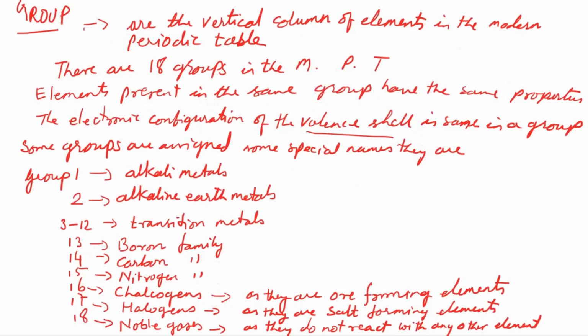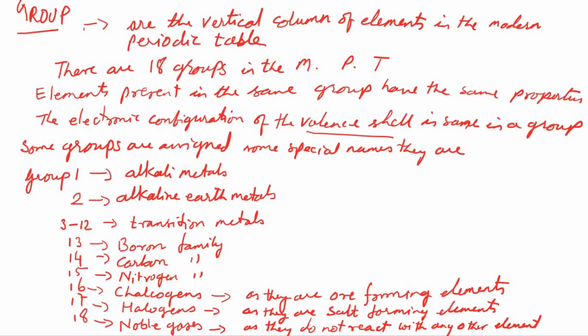Then we went into groups, different groups. The groups are vertical columns. Elements in the same group have the same properties. 18 groups are there. The valence shell configuration is the same, isn't it? And therefore the properties are the same. These groups have certain names. These names I have already given you. They are alkali metals, alkaline earth metals, and all those things. So you have to know.